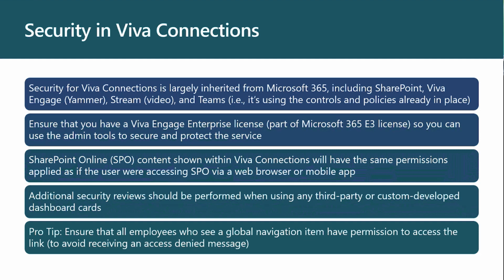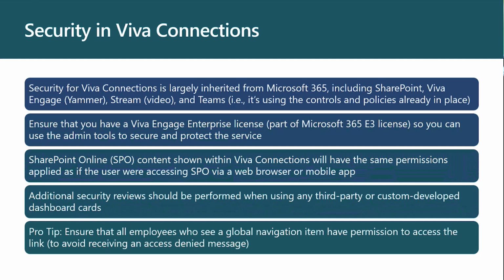The nice thing, and honestly the best thing about Viva Connections from a security perspective, is that it's inherited from Microsoft 365. It's coming from all of the security controls that you put in place for SharePoint, for Viva Engage, for Stream video, and Teams. Your policies, your data protection, everything you have that's already applied is being leveraged in Viva Connections. You don't have to do anything extra for security. It's going to take advantage of what's already there.